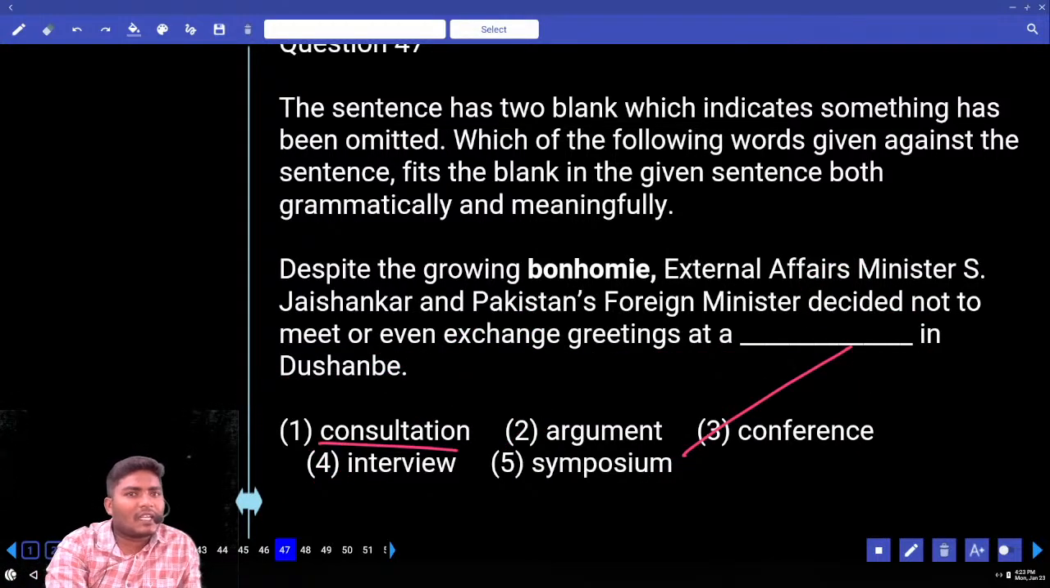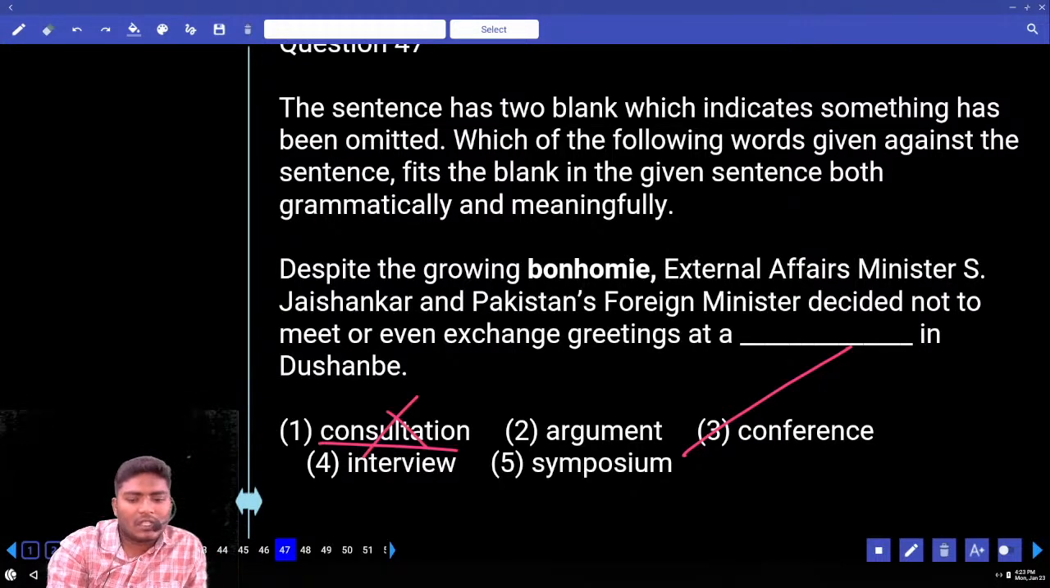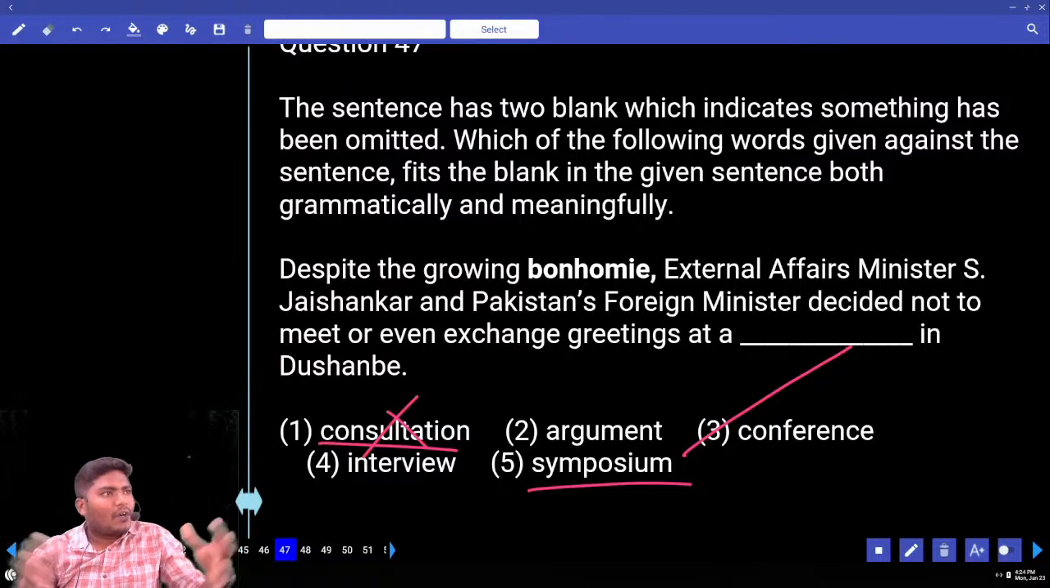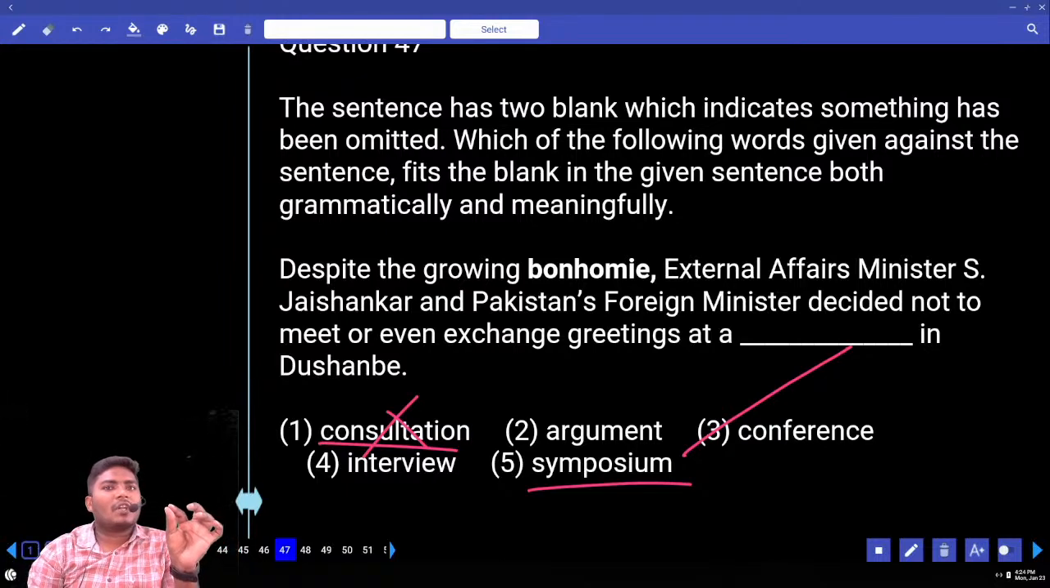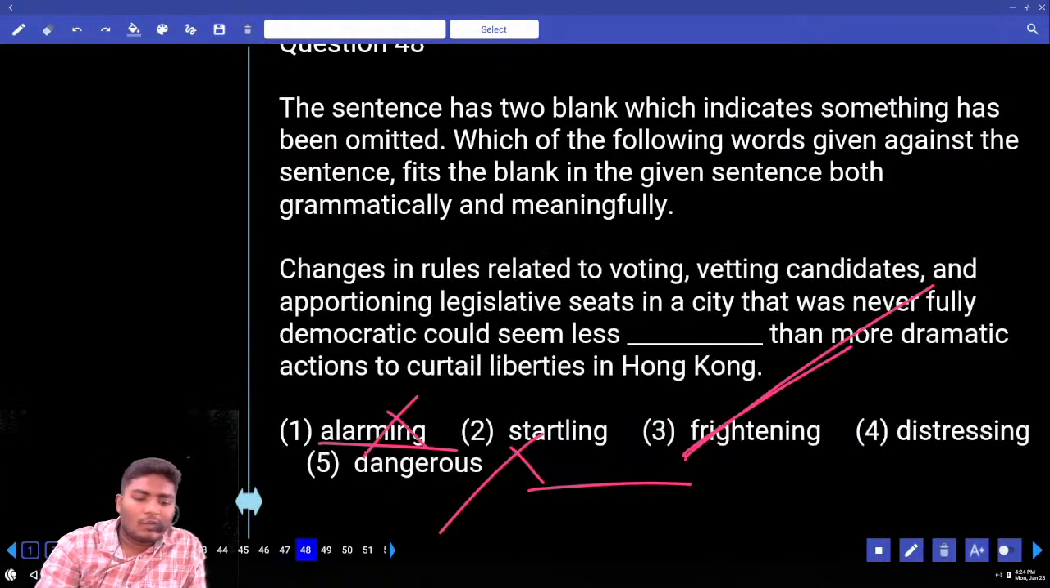When do you use consultation? When you go to a doctor, you have a consultation. Do you have an appointment? That is consultation. We are not speaking about doctors. One other word is there. What is that? Symposium. Symposium is basically a group of people who discuss a particular topic, basically related to research, not politics. So eliminate even 5. Your answer is only 3. Move to 48.